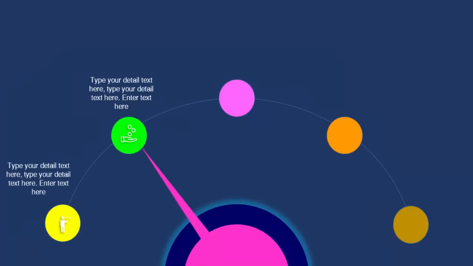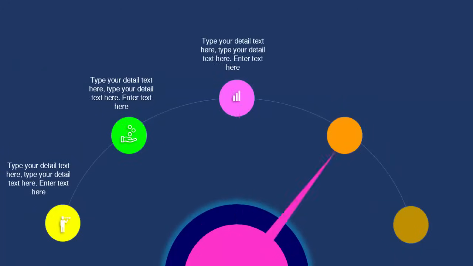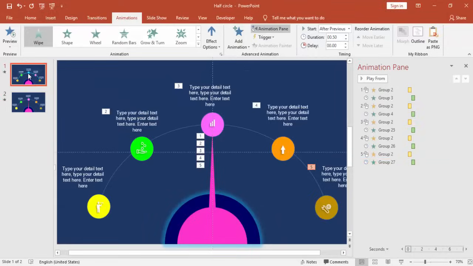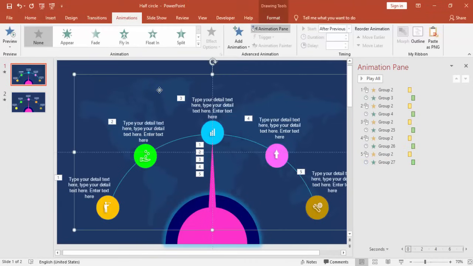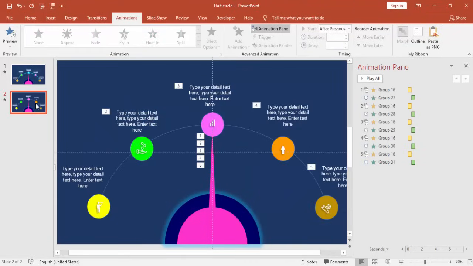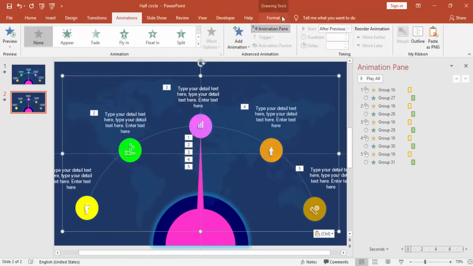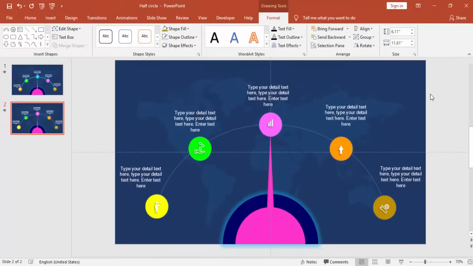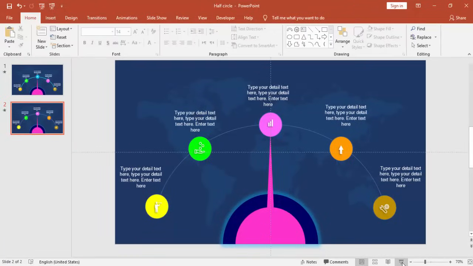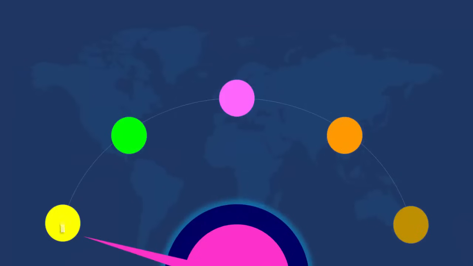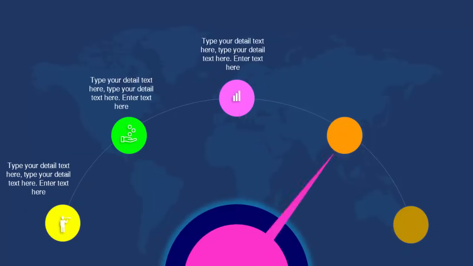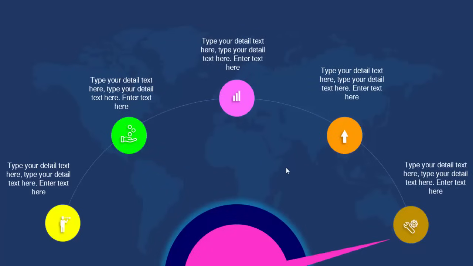Yes, if you play, first, second, third, fourth, and fifth. And I have just copied the map. So you can just copy the map as well here and just say send it to back. So let's play it. Option 1, option 2, 3, 4, and 5.